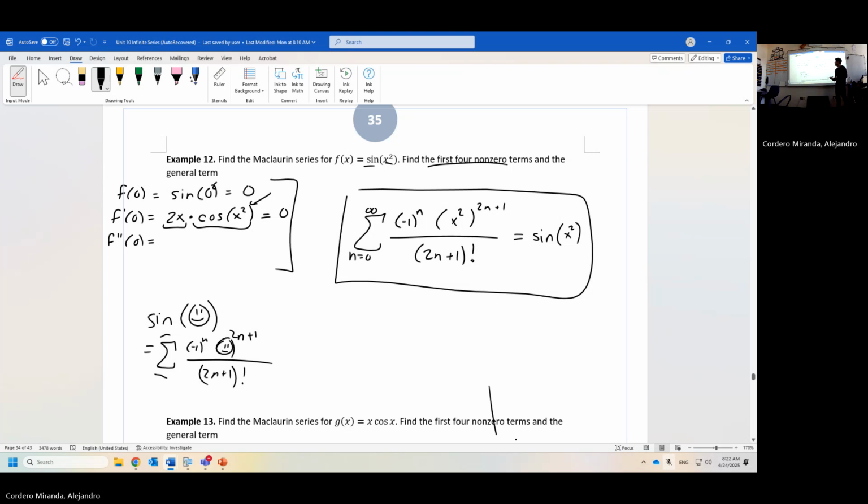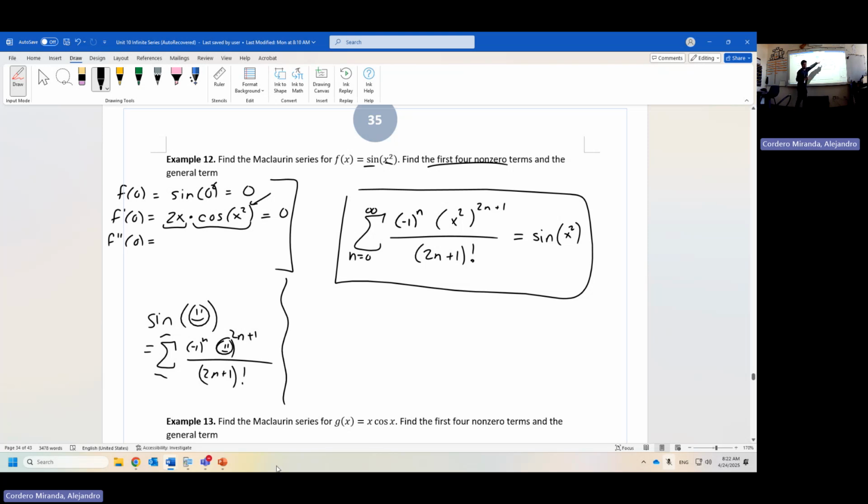Nice, y'all. Like I was saying, this was asking you for the Maclaurin series, done, and now find the first 4 non-zero terms. And then the general term just means what I'm about to highlight, this term with the n. I don't know if they want you to rewrite it or if they just mean putting it in the sigma. But either way, here are the first 4 non-zero terms.